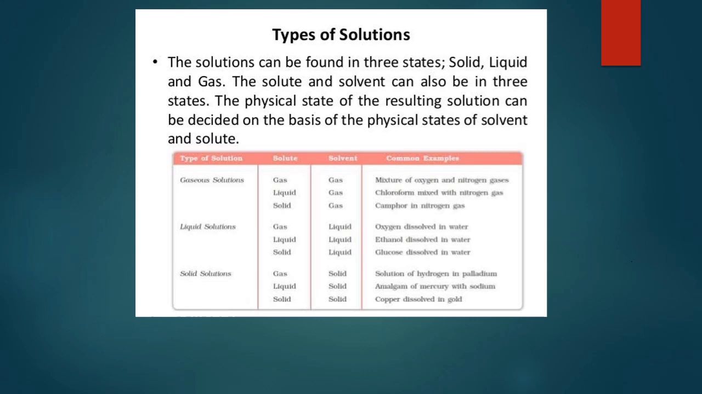Okay, then solid in gas. Solid is the solute and the gas is the solvent here. So camphor is the solute because that is in the solid state. The nitrogen gas is the solvent because that is in the gaseous state. Nitrogen gas is the large amount, so that is the solvent. So this is which type of solution? That is a gaseous solution.